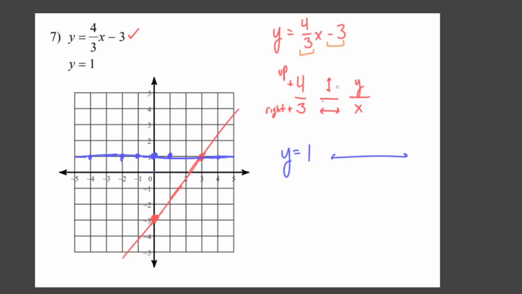And once again, just like before, now that I've graphed my 2 things here, I'm simply looking at where my 2 lines cross. So my answer is going to be 3, positive 1.